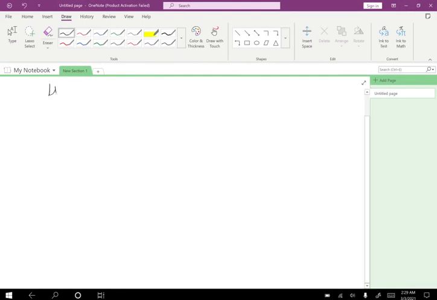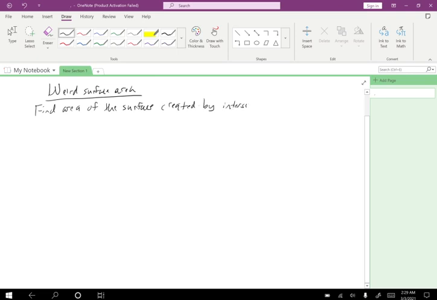Okay, I'm going to talk about a kind of weird surface area problem. And it's of the following form. We're going to find the area of the surface which is created by intersecting two other surfaces.